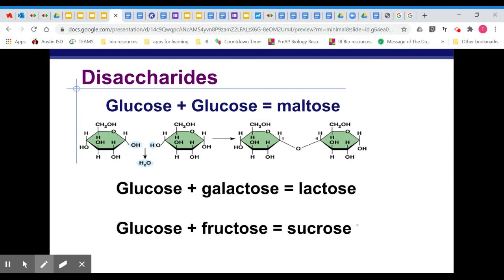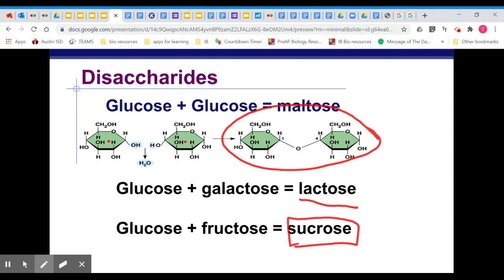Now, if you put 2 of those monosaccharides together, you get what's called a disaccharide. And these are also sugars that you are most likely familiar with. So glucose plus glucose. If you have glucose 1 and glucose 2, you put them together, you're going to form a disaccharide of maltose. If you combine glucose with galactose, you're going to get lactose. If you have glucose plus fructose, you get sucrose. And sucrose is actually table sugar.